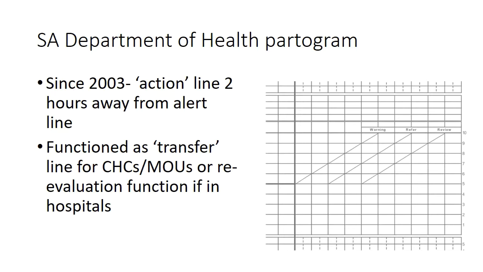Since 2003, the Department of Health had the action line at 2 hours away from the alert line, and in fact for a time we had a few lines: a warning line, a refer line and a review line. So this 2-hour line functioned as a line where you can refer patients from a lower level of care to a more advanced level of care, in case she needs a few hours in transport before she gets to the review line.